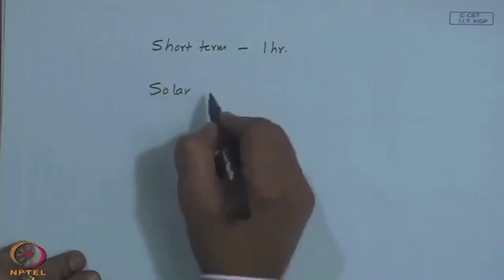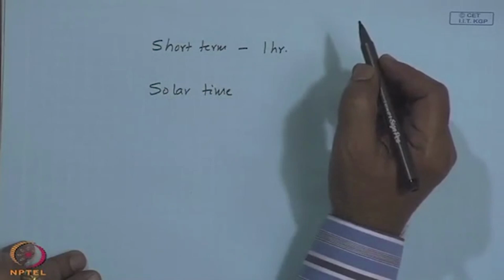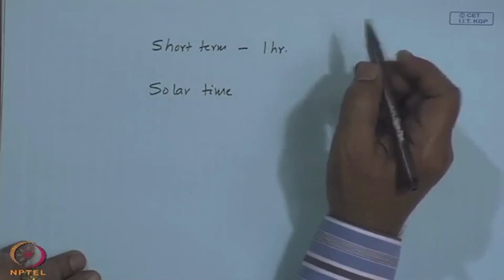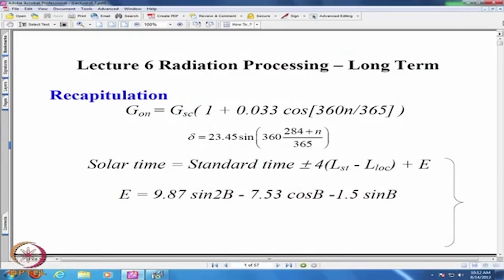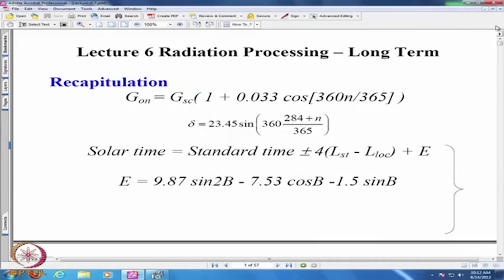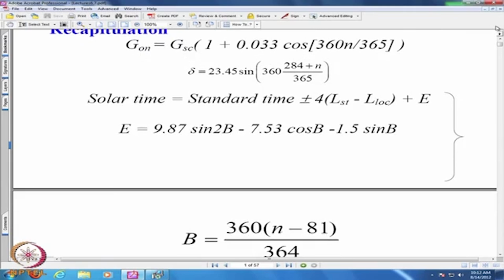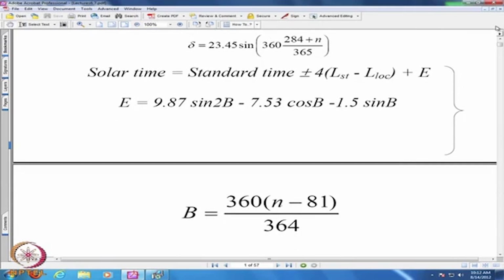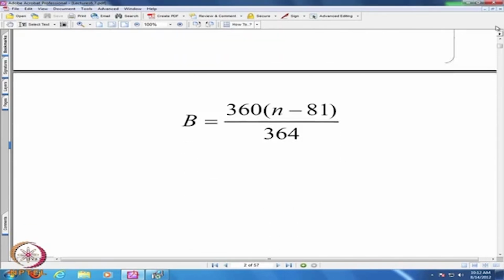Then almost all the time in solar energy we deal with solar time, which needs to be corrected depending upon the location and the longitude on which your time is based, that is in terms of LST and LLOC, and an equation of time E expressed in terms of a parameter B defined as 360 times n minus 81 by 364. This is purely an empirical relation.